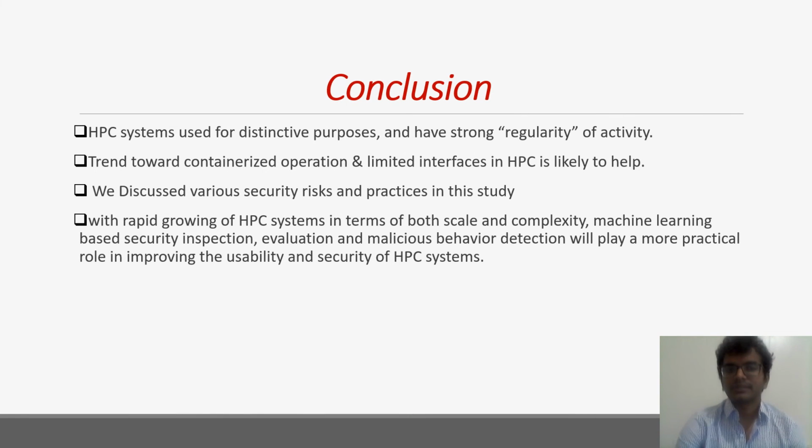Conclusion. HPC systems are used for distinctive purposes and have a strong regularity of activity. The trend towards continuous operation and limited interfaces in HPC is likely to help. As we discussed various security risks and practices in this study, with the rapid growth of HPC systems in terms of both scale and complexity, machine learning based security inspection, evaluation, and malicious behavior detection will play a more important practical role in improving the usability and security of these HPC systems.